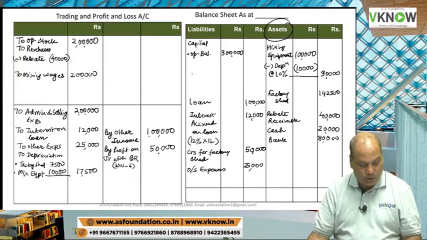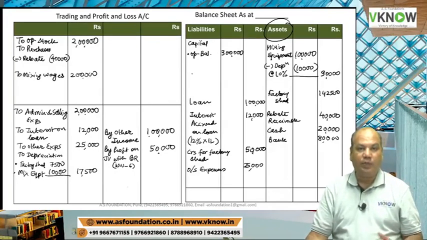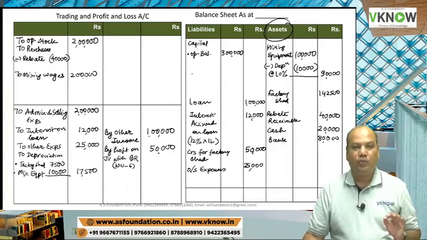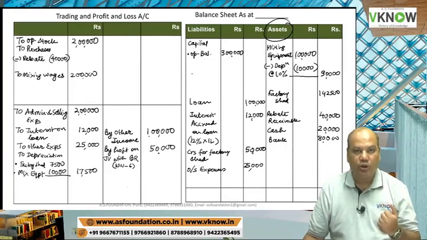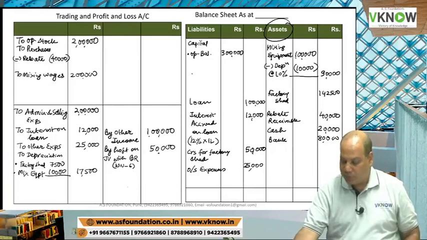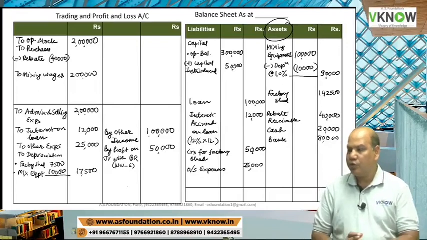Now point number 10 is the last point. Almost we are towards the end. Bank balance of 80,000 includes encashment of his personal fixed deposit of 50,000. He had forgotten to credit his capital account. So this is only a partial error. Debit bank done, credit capital not done. Now we will do it. So come to balance sheet, add capital introduced 50,000.